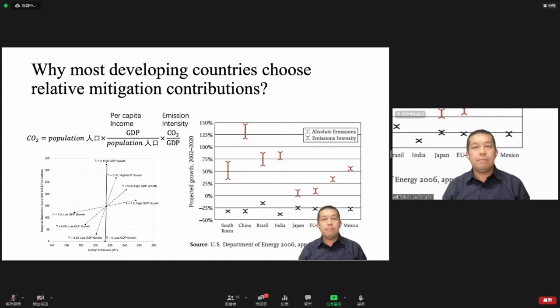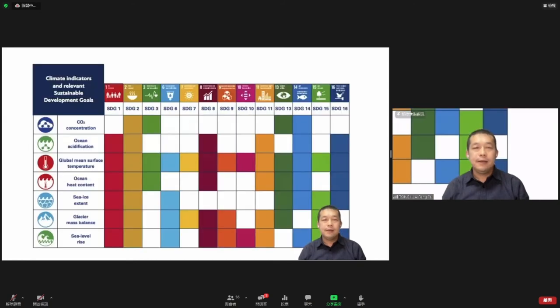But if developing countries commit to an intensity reduction, they can offset this GDP growth rate volatility and reduce the risk on the cost. That's the basic reason why developing countries prefer a form of carbon intensity or energy intensity instead of absolute emission reductions. So the form of the objective or target has nothing to do with ambition, but only reflects the national circumstances of developing and developed countries.